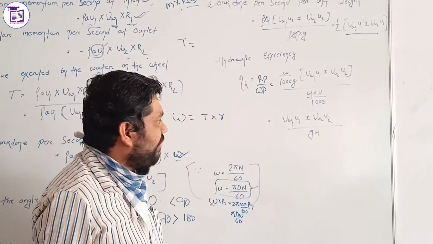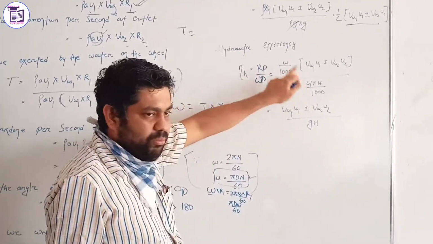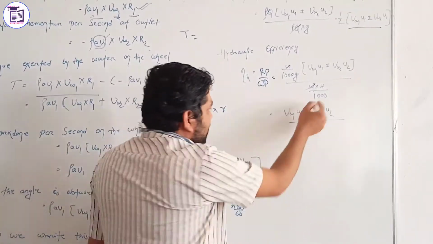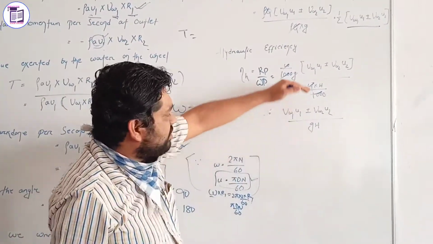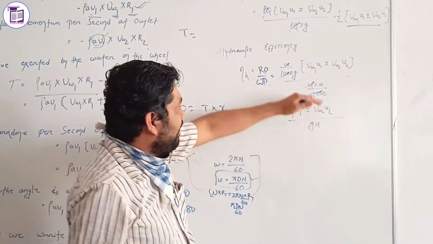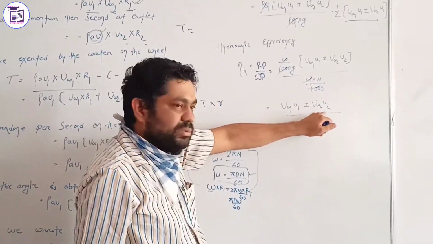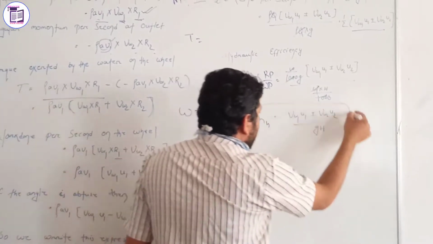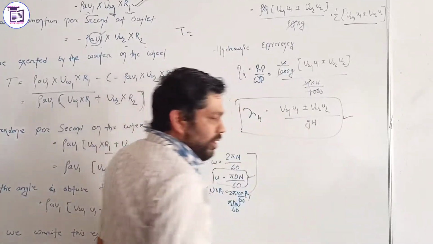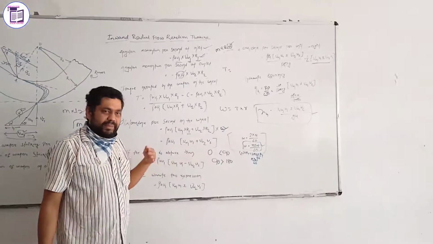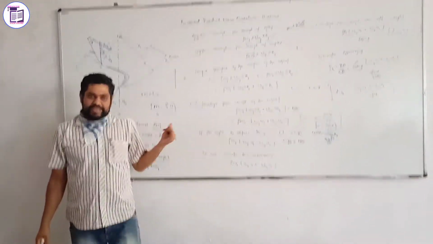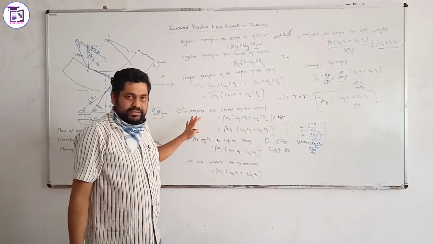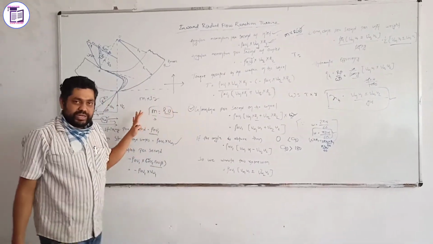Using this equation, W is common to both, so you can cancel W with W. And 1000 below is 1000, so they cancel, and the denominator is gH, and the upper is BW1 U1 plus or minus BW2 U2. This is your hydraulic efficiency of the inward radial flow reaction turbine. So this is all of the efficiency. Similarly, you can find the mechanical efficiency and volumetric efficiency. In this way, you can solve the inward radial flow reaction turbine. So that was it. Next video we can discuss further.